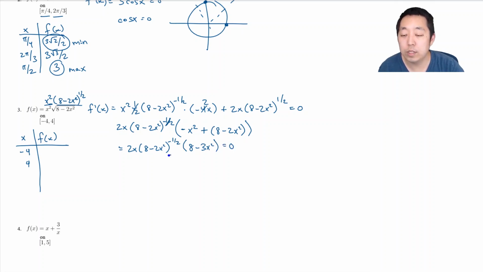Now I'm going to move this into the denominator because that makes it easier for me to see how I'm going to set this equal to 0. So this part is going to move to the denominator and make this a positive exponent, and everything else is going to stay up here.